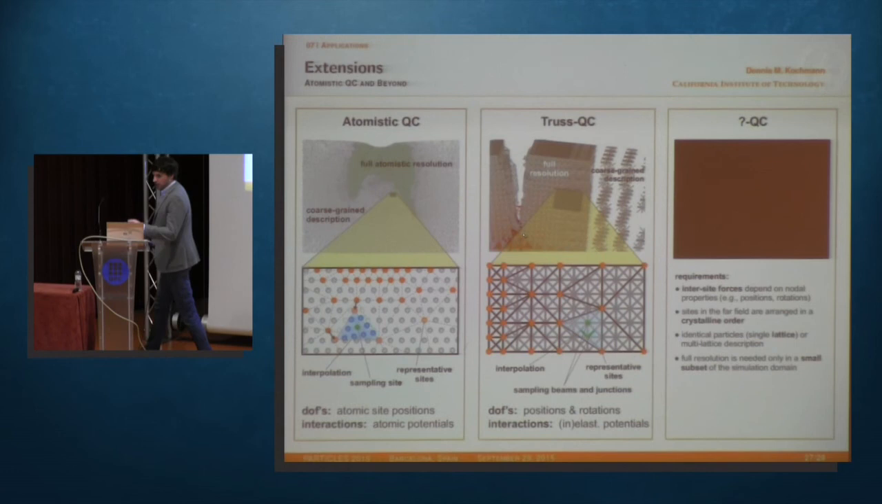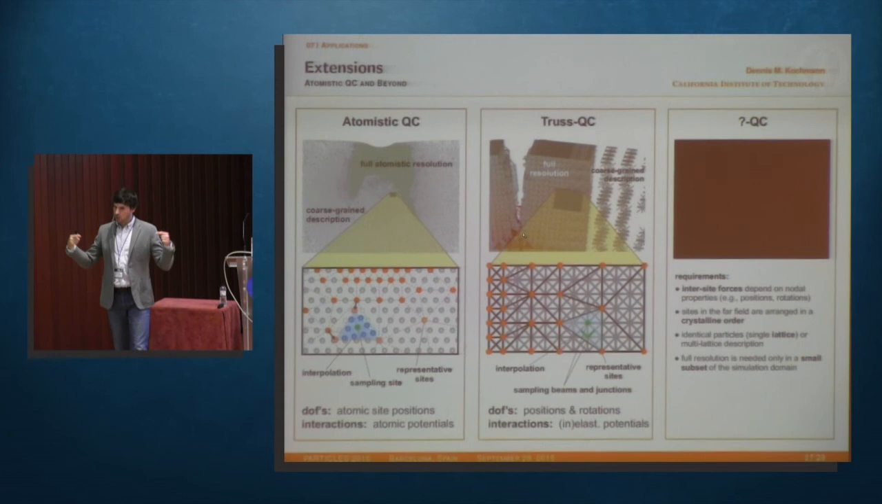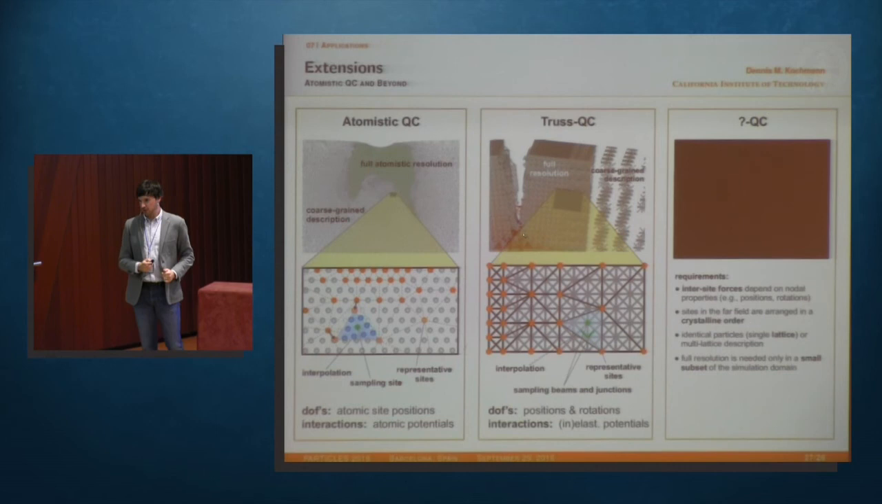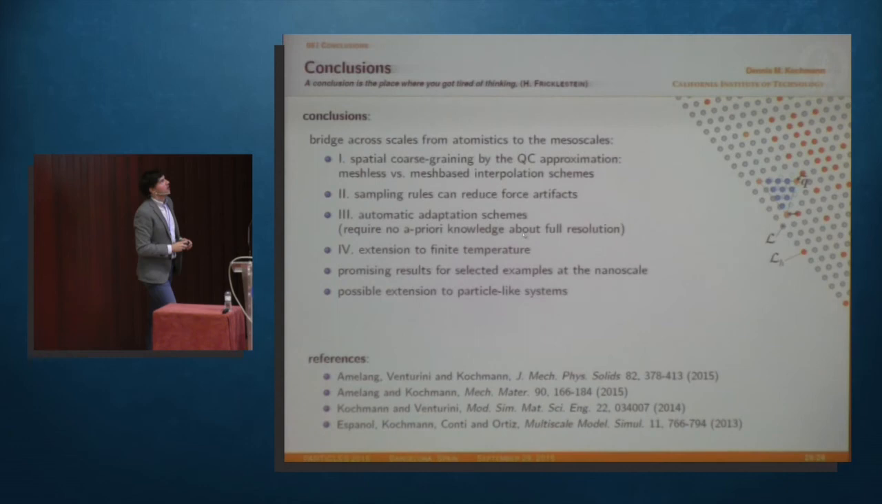So if you have ordered particles and you know what the interactions are, chances are very large we can use the exact same framework, and it makes it much more efficient. So if anybody has great ideas of what we can target with this, let me know afterwards. And with this, I've come to the end.